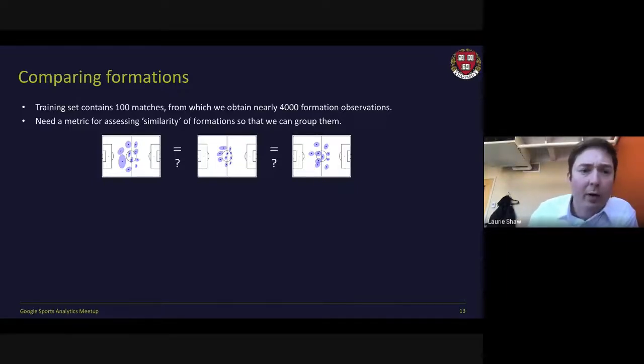But in order to do that, we need a metric for assessing the similarity of formations, such that we can group them. So, for example, how can we quantify how similar the formation on the left is to the one in the center, to the one on the right? And you'll notice that these blue ellipses have now appeared because we simultaneously measure not only the average position of each player or each role in a formation, but also how far the players tend to deviate from that position.